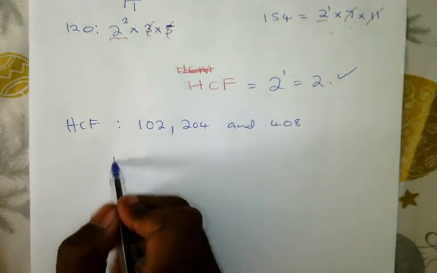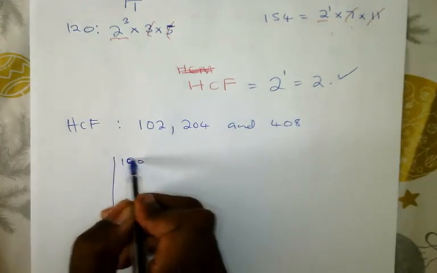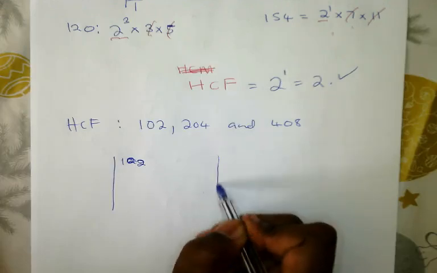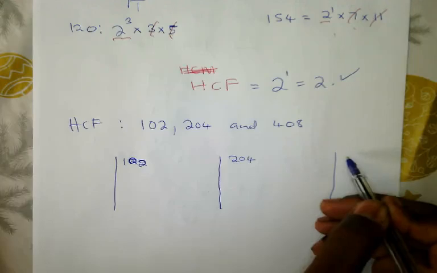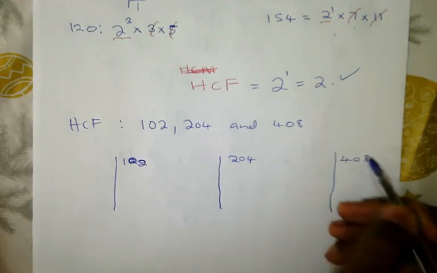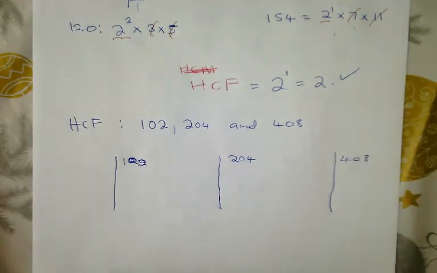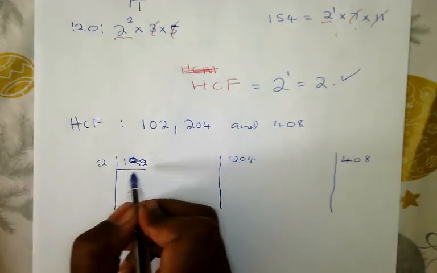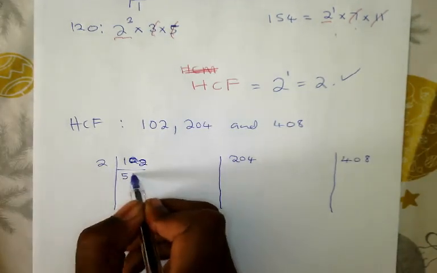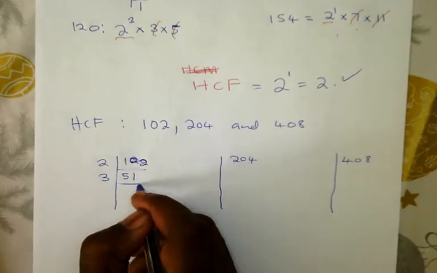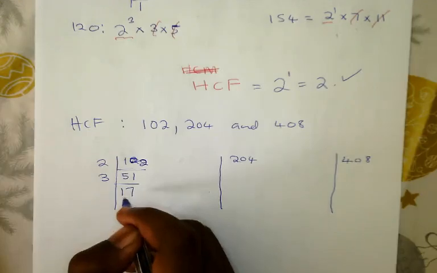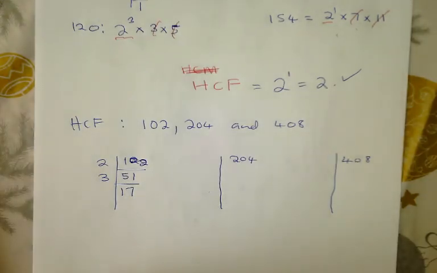So I'm going to write the factors of 102 here, the factors of 204 here, and the factors of 408 there. So 2 goes into 102 51 times. And 2 cannot go into 51. But 3 goes into 51 17 times. And 17 is a prime number.